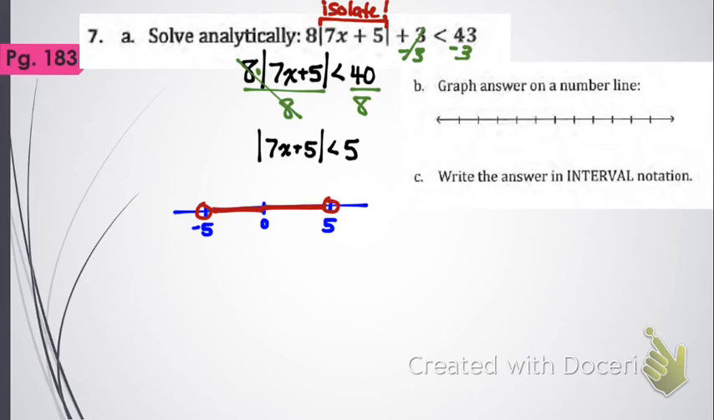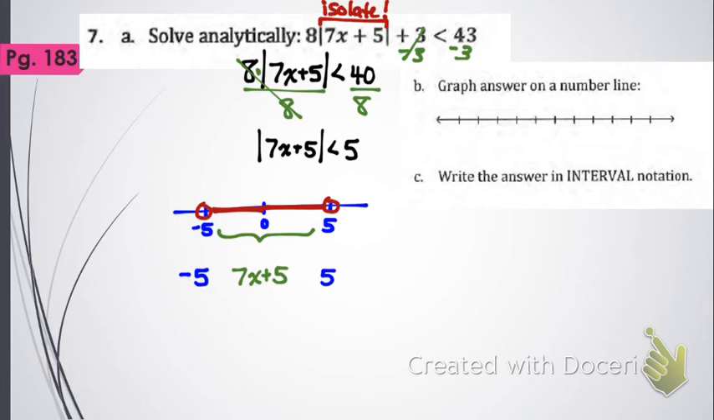When I have a less than, after I've gotten my absolute value isolated, we're going to see it shaded in between. If I have a greater than, I know I'm going to walk really far to the left or really far to the right. That's when we're going to have a union. So negative 5 is the smallest. Positive 5 is the biggest. In between here is where 7x plus 5 lives. What do my inequalities look like?